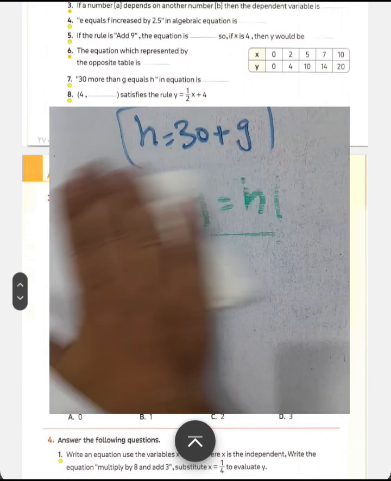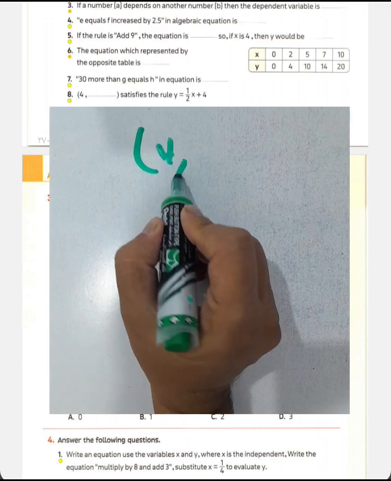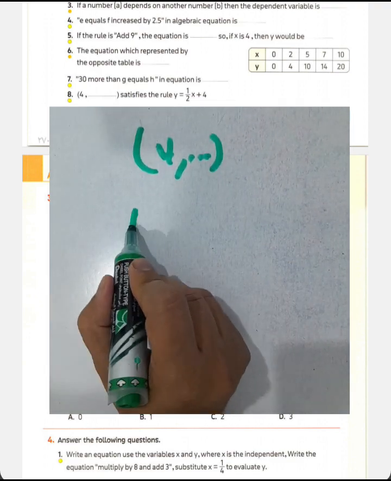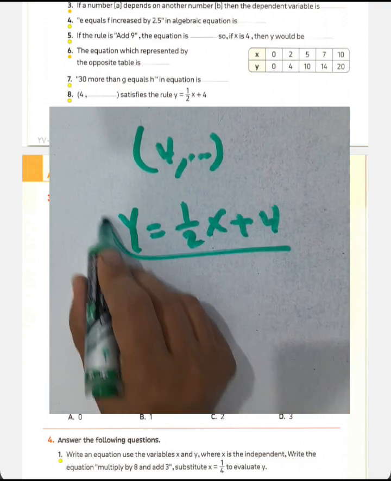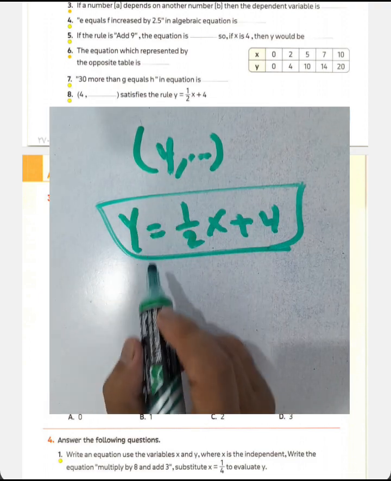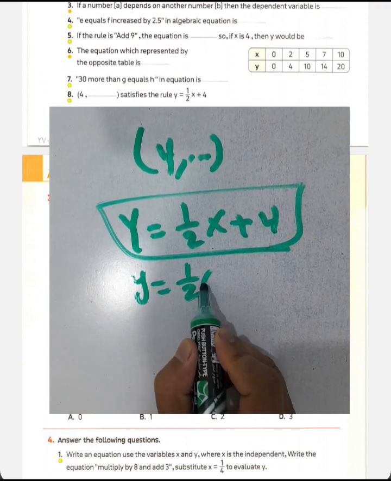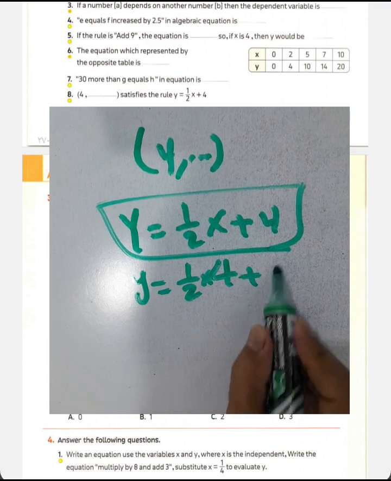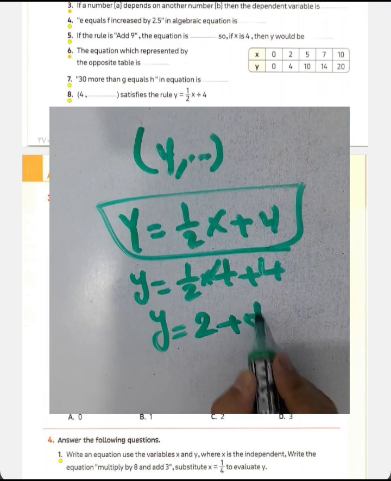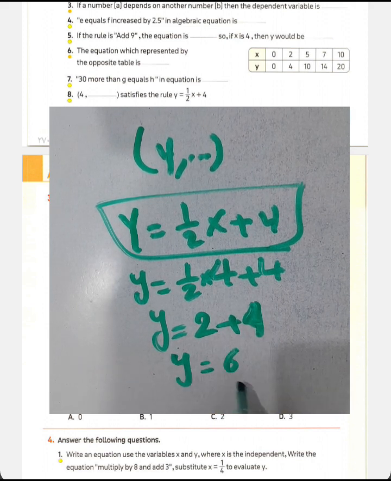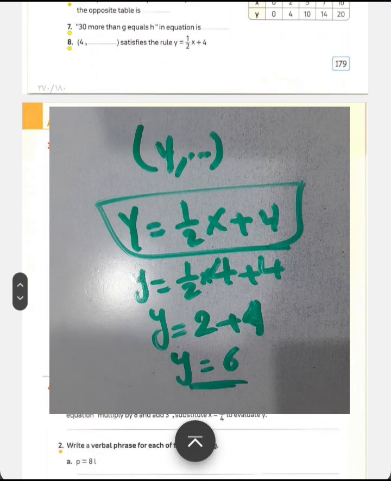Question 8. 4 and space satisfies the equation y equals half x plus 4. We have here x equals 4. Put x equals 4 in this example. Then y will be what? Half multiplied by the value of x here, 4, plus 4. Then y will be equal to half of 4, which equals 2. 2 plus 4 will equal 6. Then y here will be equal to 6. Okay.